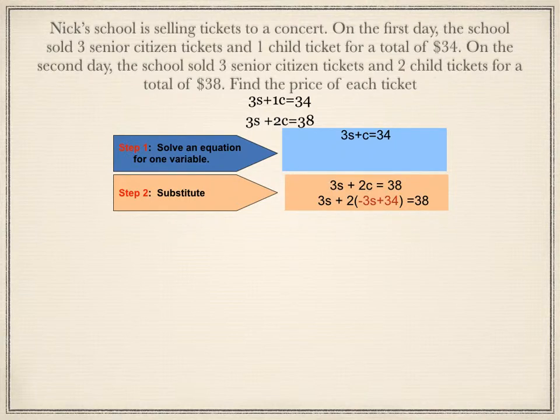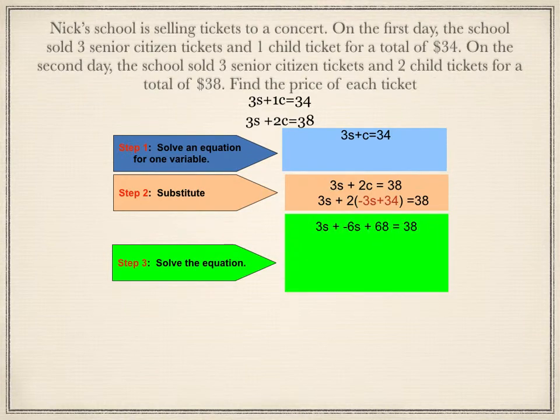But there it is right there when I do the substitution. So I take the other equation, which was 3s plus 2c is equal to 38, and I have 3s plus 2 times negative 3s plus 34 is equal to 38. Once again, I'm just substituting what c equals. Then I'm going to solve the equation, and I need to use the distributive property. Once again, that's the Angry Bird property. So you're going to take 2 times negative 3s, which is negative 6s, and then 2 times 34, which is positive 68. And you can see that there in that equation.